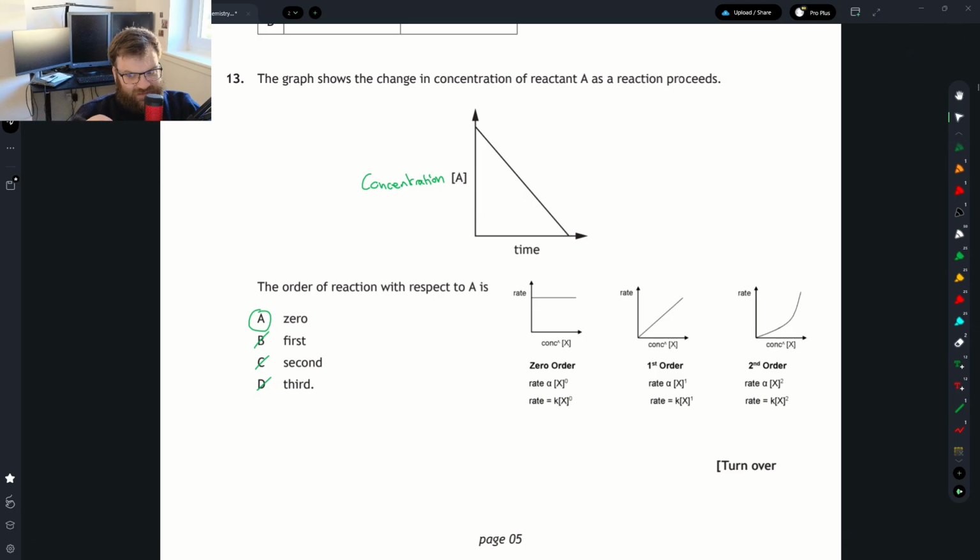If it's first order, it'd be going up from the origin up to the right, and then you've got second order where the rate quadruples if you double the concentration. So you've got that curve going steeper than the previous one. So be very careful with which graph you are dealing with.